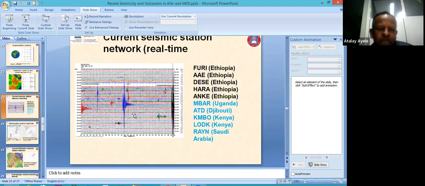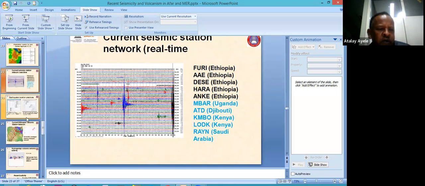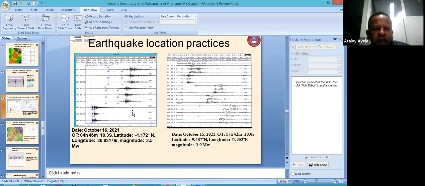So literally, we generate this helicorder almost every day in our laboratory, and we manage to monitor what's going on in the Horn of Africa region. With this technique, we managed to analyze events even in other parts of the East African Rift.